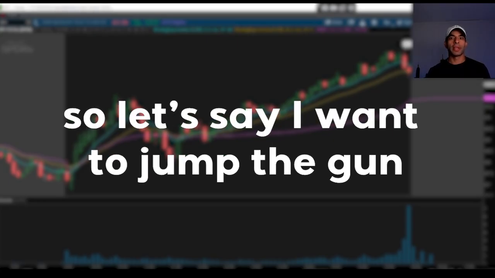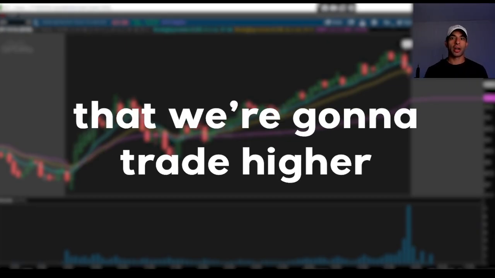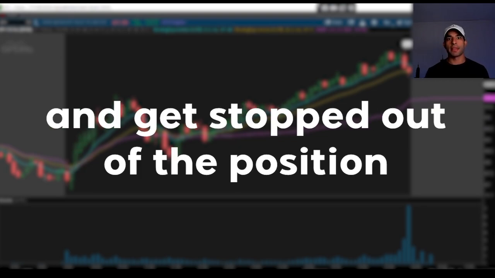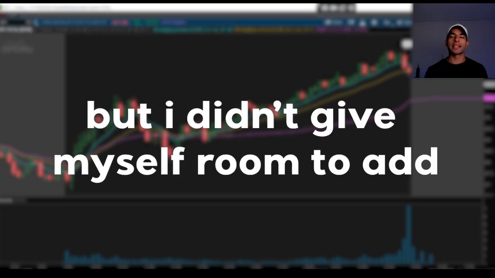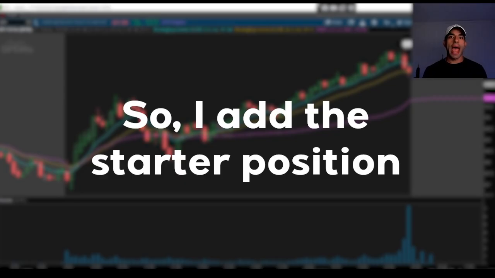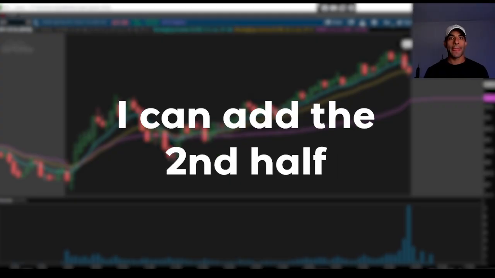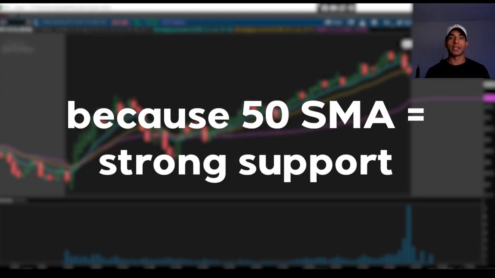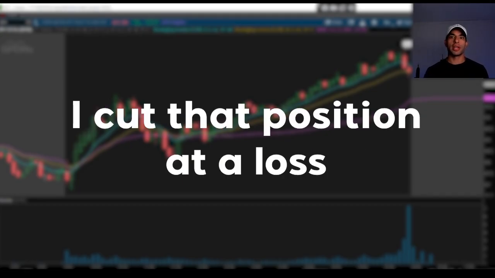So let's say I want to jump the gun a little bit because I got a buy signal and the 5-minute chart looks good and I'm confident that we're going to trade higher on the day. Well, I can be confident, but I don't want to get overconfident and get stopped out of the position when, 3 days down the line, SPX trades way higher, but I got stopped out because I didn't give myself room to add. So the concept here is I add the starter position, let's say half of the amount of contracts that I want, and I can add the second half on a dip to that 50 SMA support. Because remember, 50 SMA serves as strong support. Now, if it doesn't hold as support, I would cut the position at a loss.